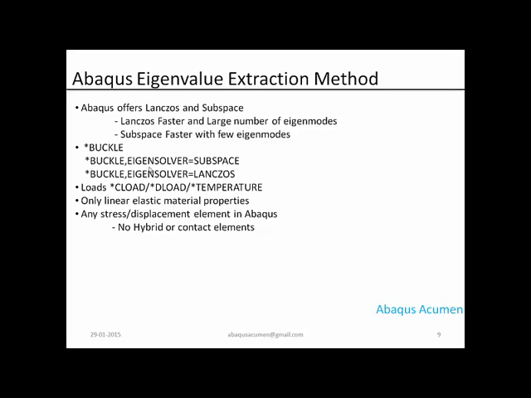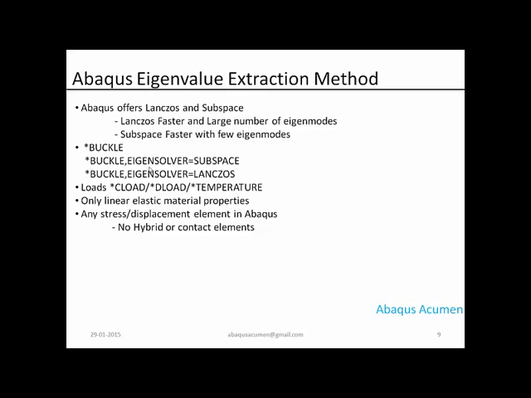Now let's get more into the Abaqus eigenvalue extraction methods. Abaqus offers you two methods. One is Lanczos and the other is Subspace. The Lanczos method is very fast when we want a large number of eigenvalues. Subspace is faster with a few eigenvalue modes. The default method used in Abaqus is the Subspace method.